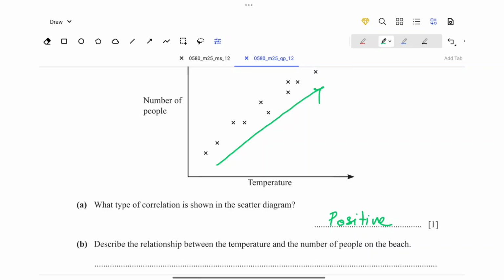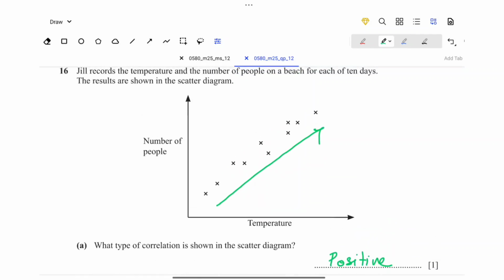Describe the relationship between temperature and number of people. You can see that at the origin, temperature is 0. If we come towards the right, the temperature increases, right? And up till here, only 2 people are there on the beach. As we go towards the right, meaning temperature increases, more people are there on the beach.